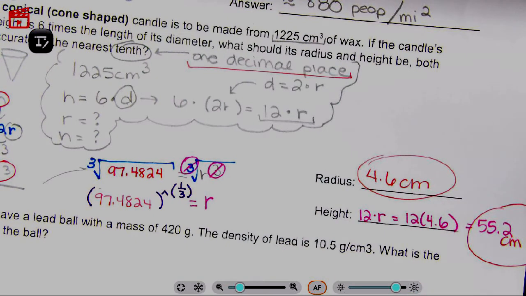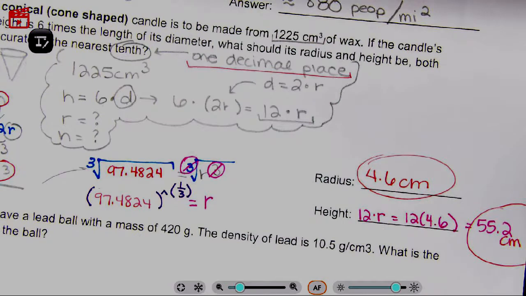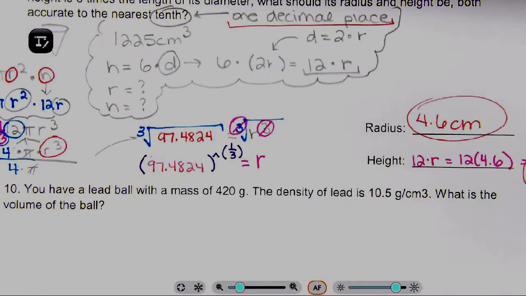All right, let's go to number 10. You have a lead ball with a mass of 420. Let me change that to a pencil.